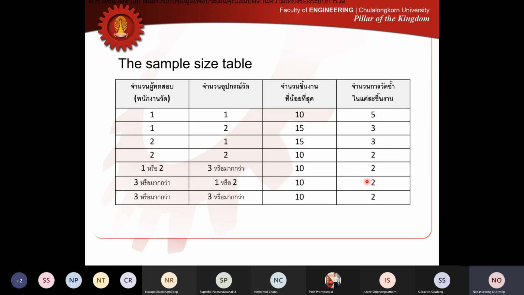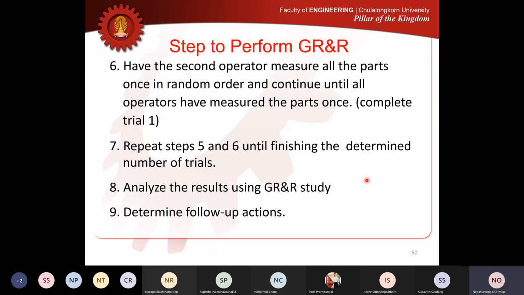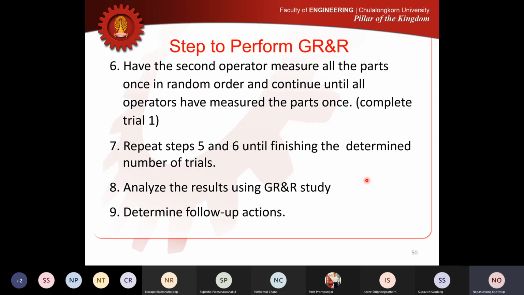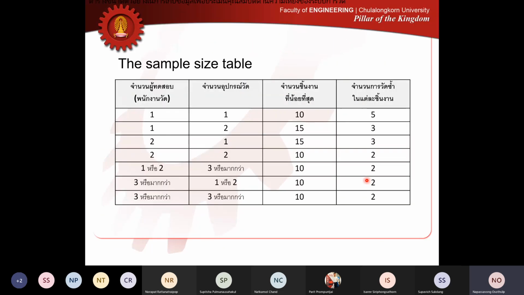So if this is your information, Supavit, could you please help discuss this a little bit? In this case, in this data set, we have 20 parts with 2 replications. Could you please comment on whether this sample size is enough, or is it too much, or anything that you can tell about the sample size and the numbers that we really need from this table.